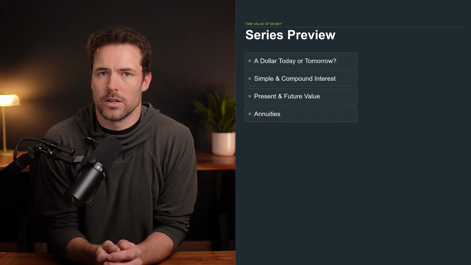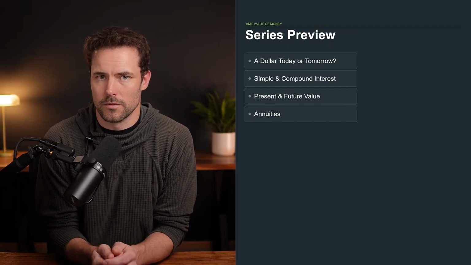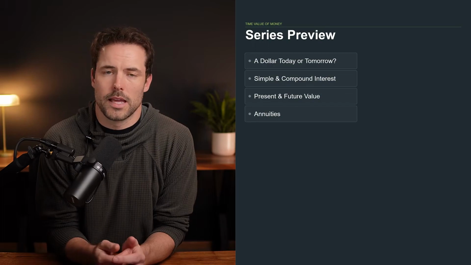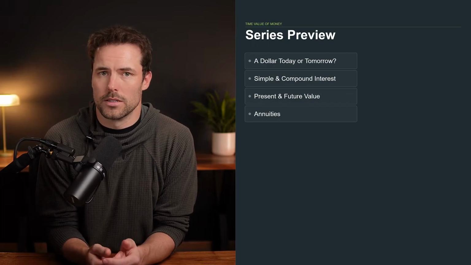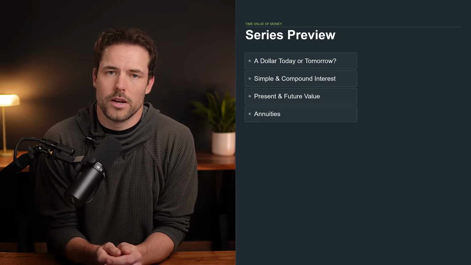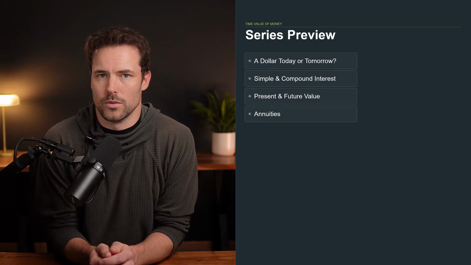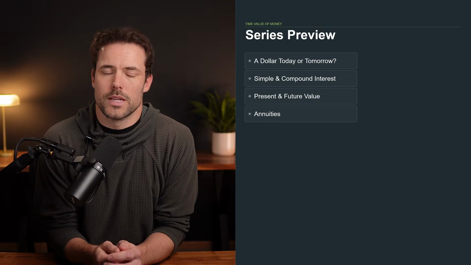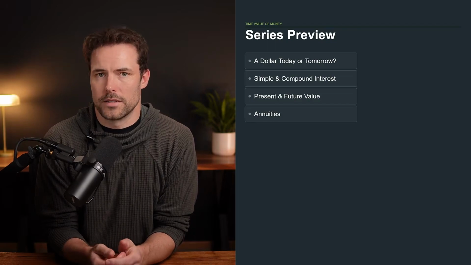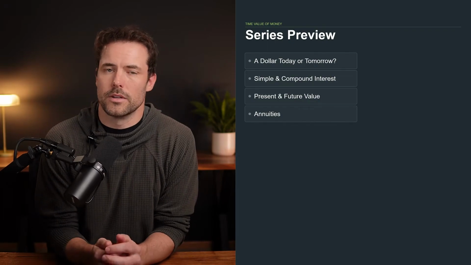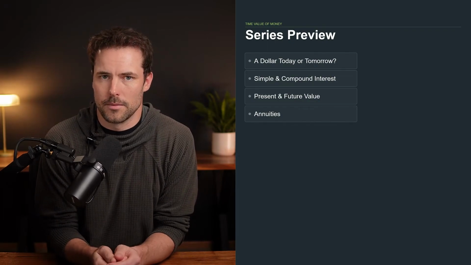Then once we have those foundational tools in place, we'll spend some time on annuities, which are simply a series of equal payments made at equal time intervals. These come up constantly in accounting and finance. Think about lease payments, loan payments, bond coupons. And we'll work through both ordinary annuities and annuities due. We'll also look at how to use Excel's built-in time value of money functions, and cover factor tables, which you'll almost certainly encounter if you sit for the CPA exam.